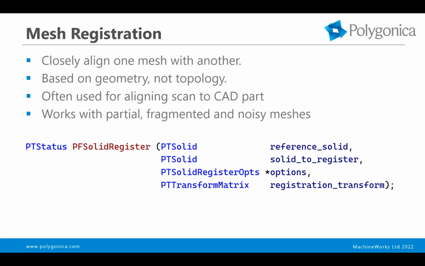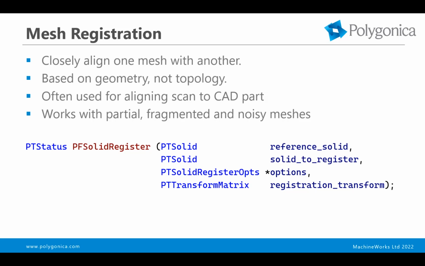So mesh registration. The idea of mesh registration is to closely align one mesh with another, and generally speaking the meshes will start off with different coordinates. They could be a long way from each other, different orientations, etc. And the idea is to fit them together as closely as possible, and this is typically used for taking laser scans and aligning them to the original CAD part.